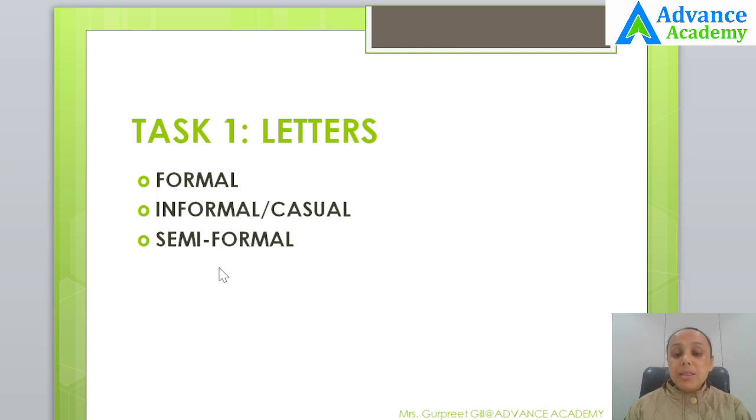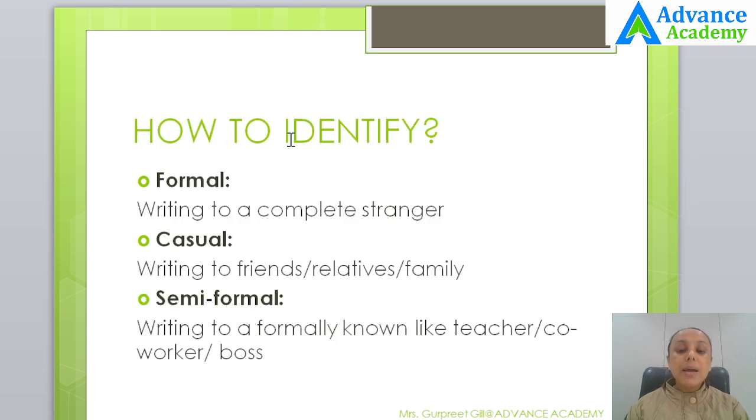The first thing that you need to understand about Task 1 letters as a candidate is that you need to know which type of letter you have been asked on the exam day. You need to first identify whether it is formal, informal, or semi-formal. How can you identify them? You can identify them by looking at the question statement.